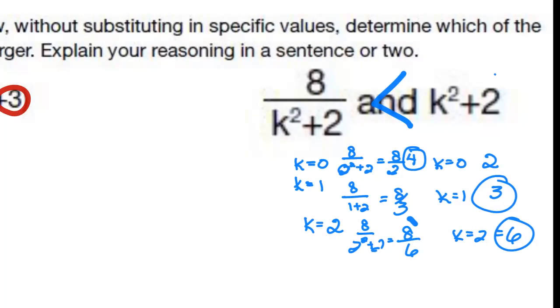So most of the time it is like this, except when k is equal to 0. So except when k is equal to 0, then the first side is going to be less than. So that was kind of a tricky one.